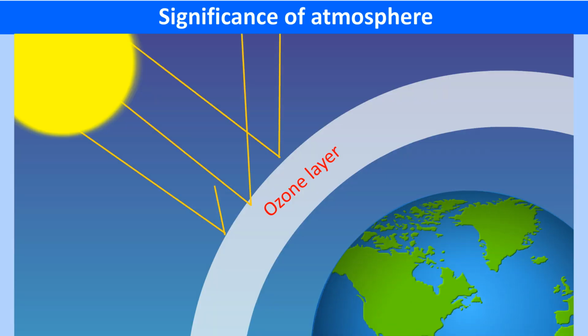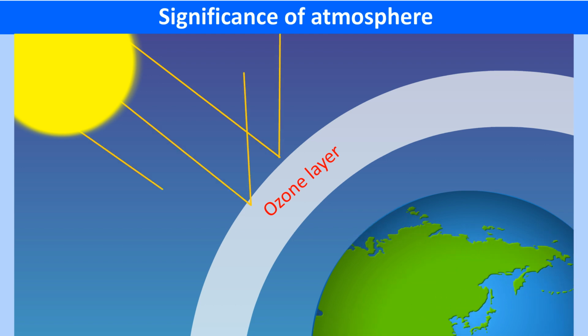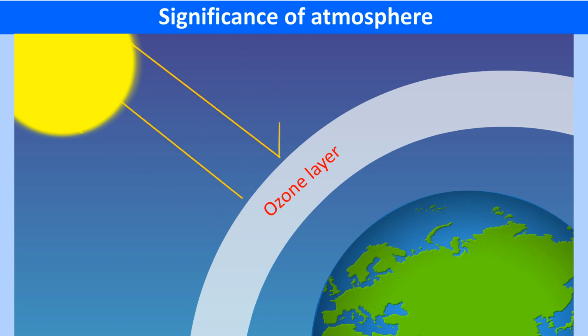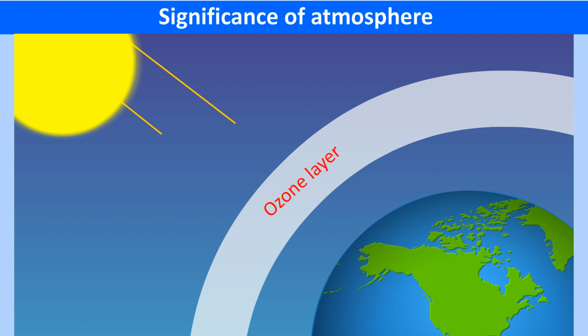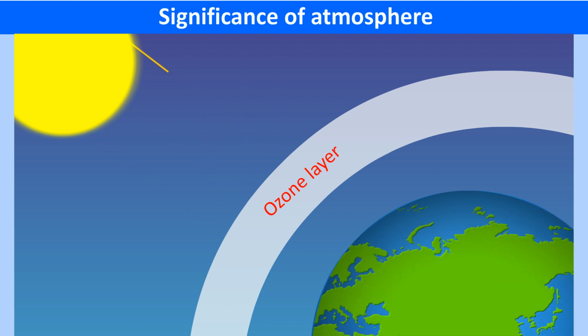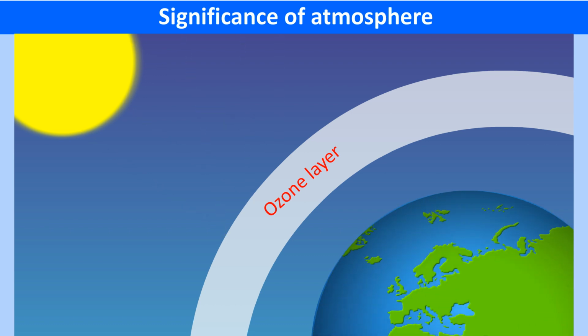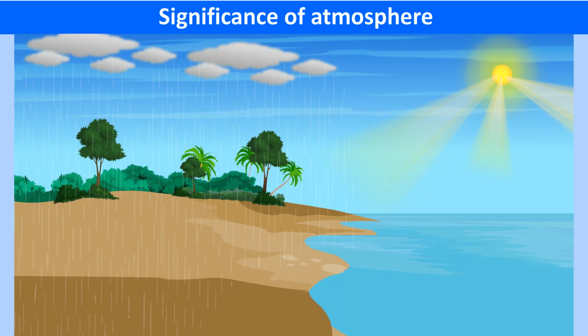Ozone, a gas which is present in a very small proportion in the upper atmosphere, absorbs most of the harmful ultraviolet radiation of the sun, thus protecting and shielding life on Earth. Water vapor helps to keep the Earth warm and also sustains life through the hydrological cycle.